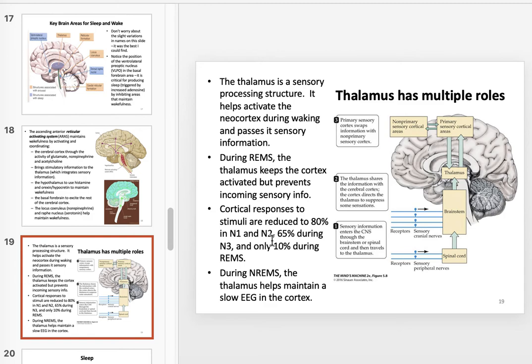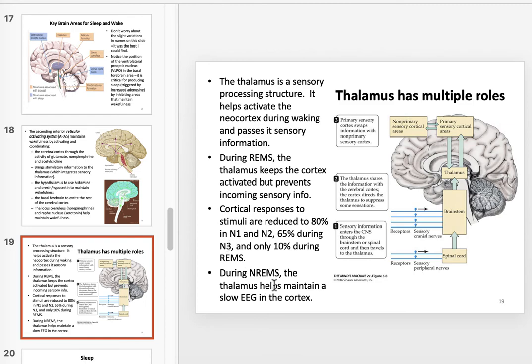And so if you wanted to sneak up on somebody during their sleep cycle, it's actually better to do it in, say, the 3 to 4 a.m. range, when more of their cycle is in REM sleep, because only 10% of stimuli trigger a cortical response, as opposed to 65% during N3 or some of the deeper stages of slow wave sleep.